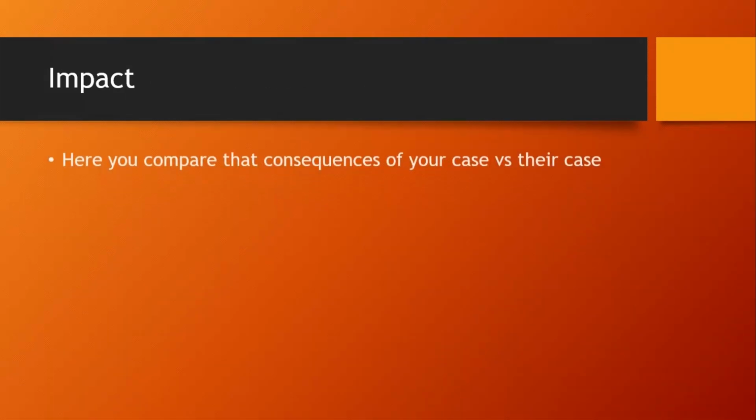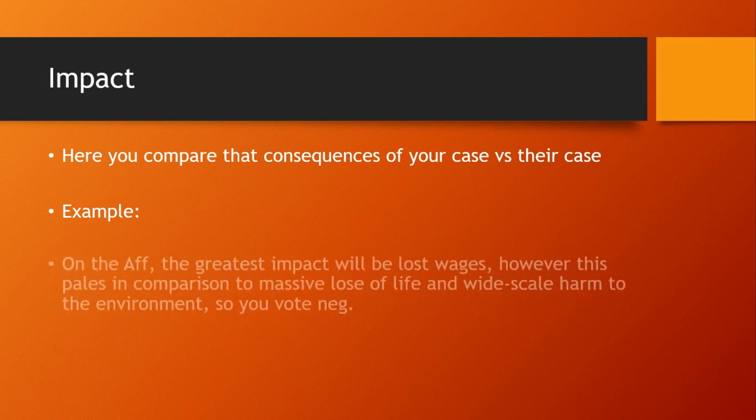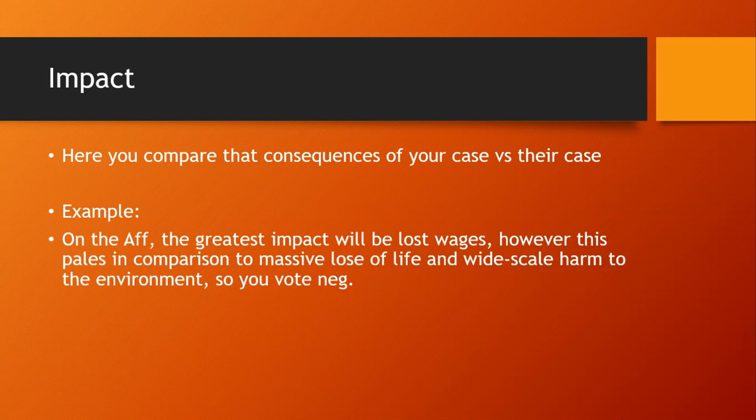So impacts. Here you compare the consequences of your case to their case. It's usually on a line by line or individual level. So let's say I say on the AF, the greatest impact will be lost wages. However, this pales in comparison to massive loss of life and wide-scale harm to the environment. So you vote neg. So that's saying the impacts of the AF don't even match the impacts of the neg. Therefore, you should look to the neg on winning the round on that level.